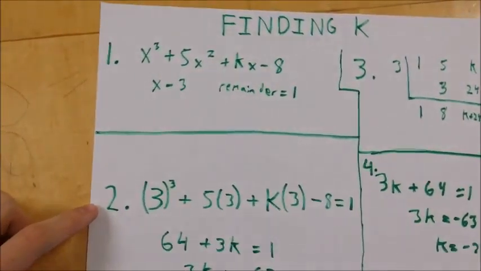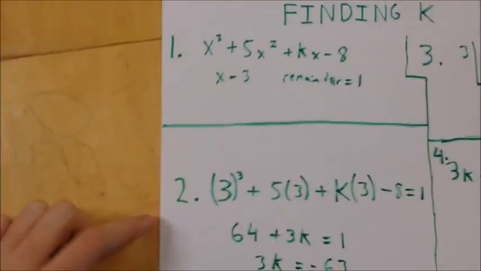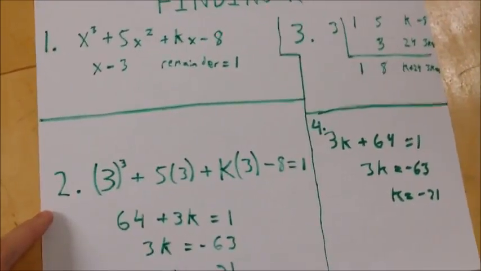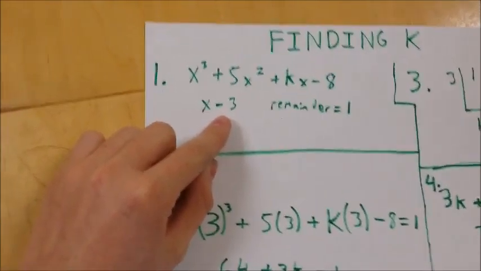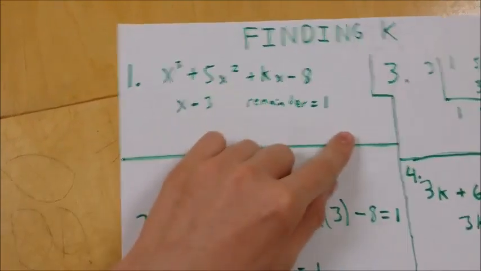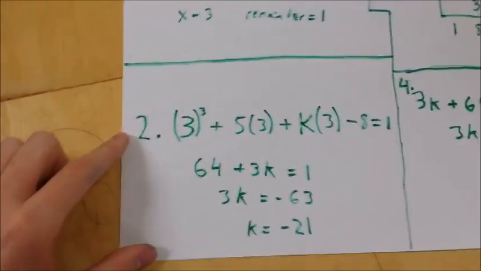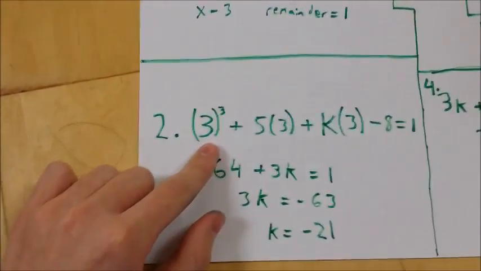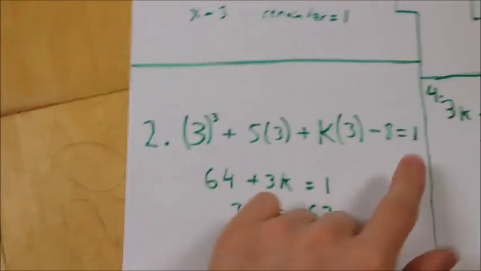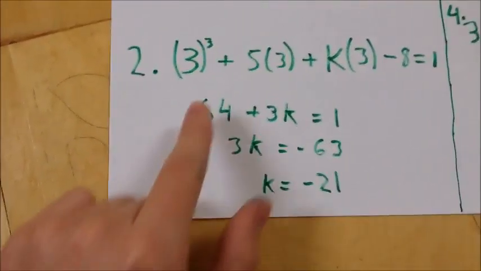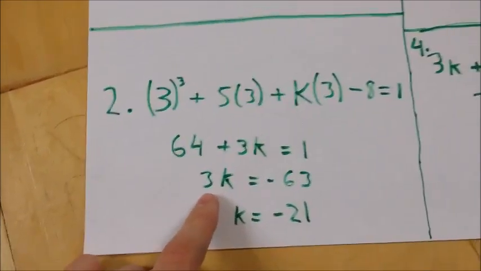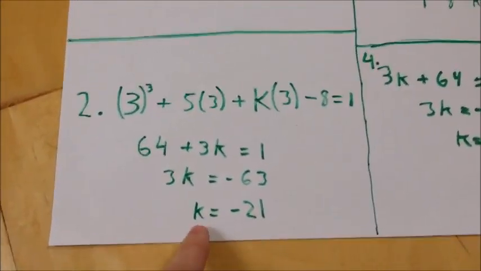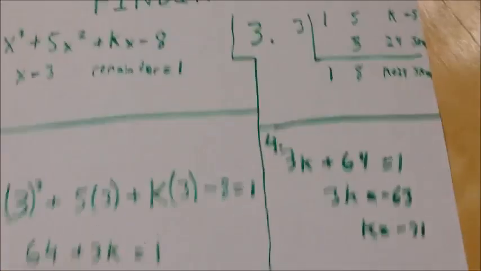So when an equation has k in it, you're going to use a couple steps to find out what k is in an equation. So for this one, we know that if you divide it by x minus 3, you're going to have a remainder of 1. So what we can do is put in 3 for each x, like this, and we know it equals 1. So you can simplify this to 64 plus 3k equals 1, and then 3k equals negative 63. And then we can know k equals negative 21.